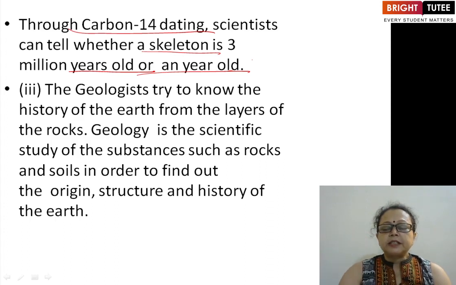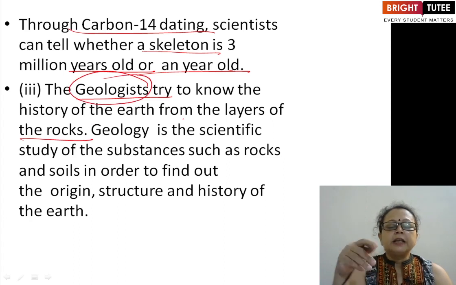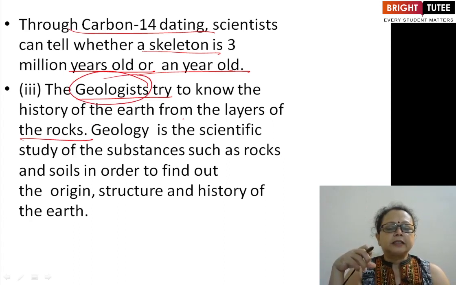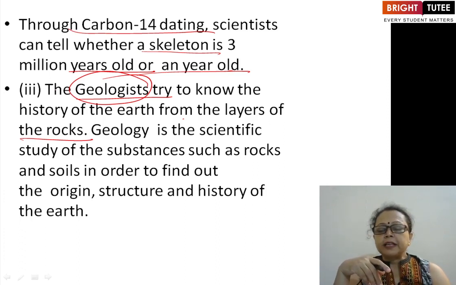The geologists try to know the history of the earth from the layers of the rocks. Geologists are the experts who study the earth, the layers of the earth, and what things are inside the earth. They try to know the history of the earth from the layers of the rocks.